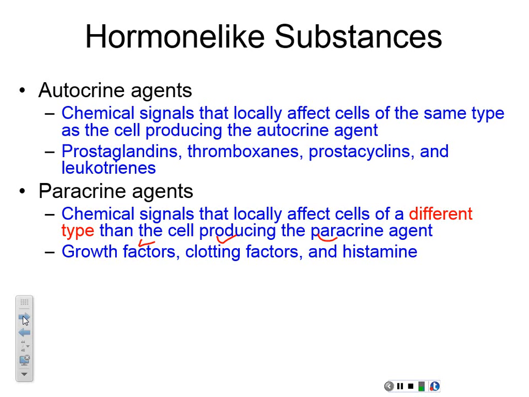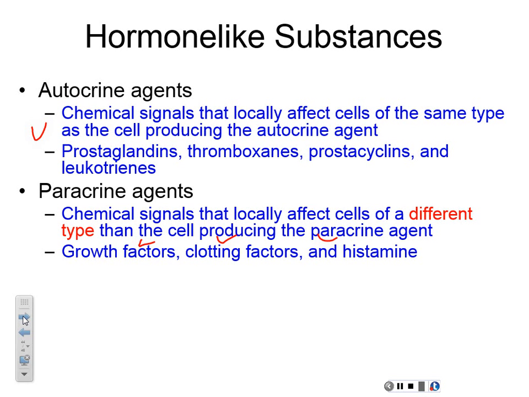And it makes sense too, because all the cells grow, so it's not fair that only a certain cell type is affected. So paracrine affects all the different cells, but autocrine will affect similar cells only. Locally though, okay? Only in the same location.